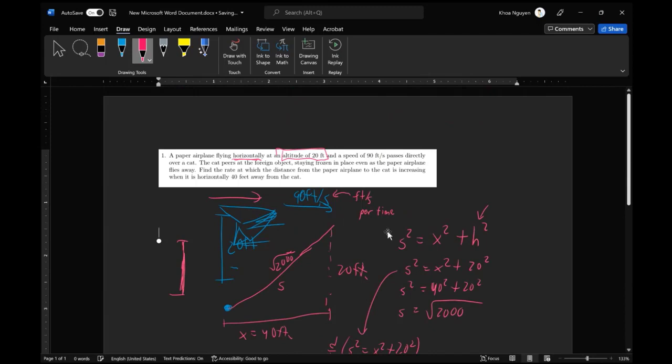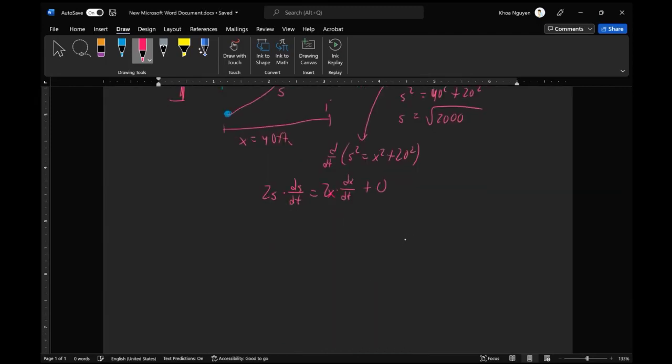Notice how this stuff doesn't change, like the squared doesn't change. These two are very similar looking, but none of these will actually cancel out. The 2's will go away, and the x over s times dx dt doesn't change. What I'm doing here is isolating the variable that they're asking for. They're asking how the distance is changing at a specific point, and that point is x equals 40 feet, and s equals the square root of 2000, which we calculated.